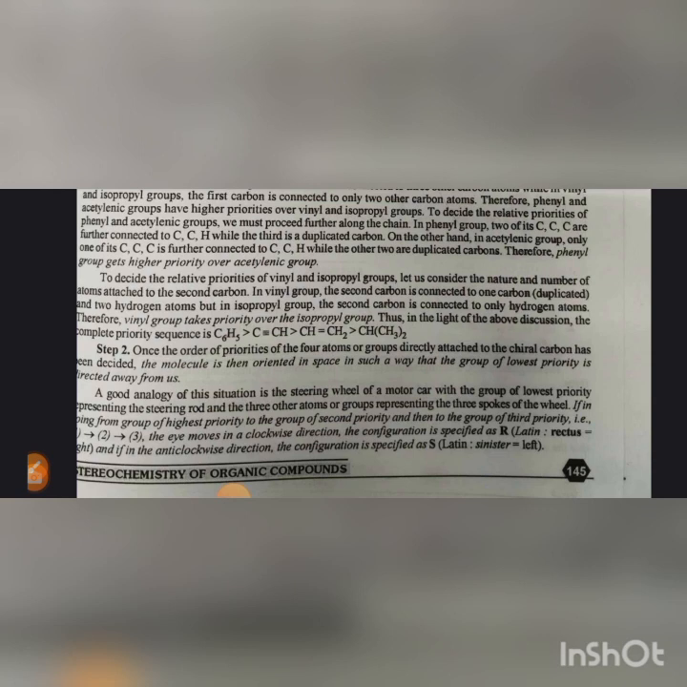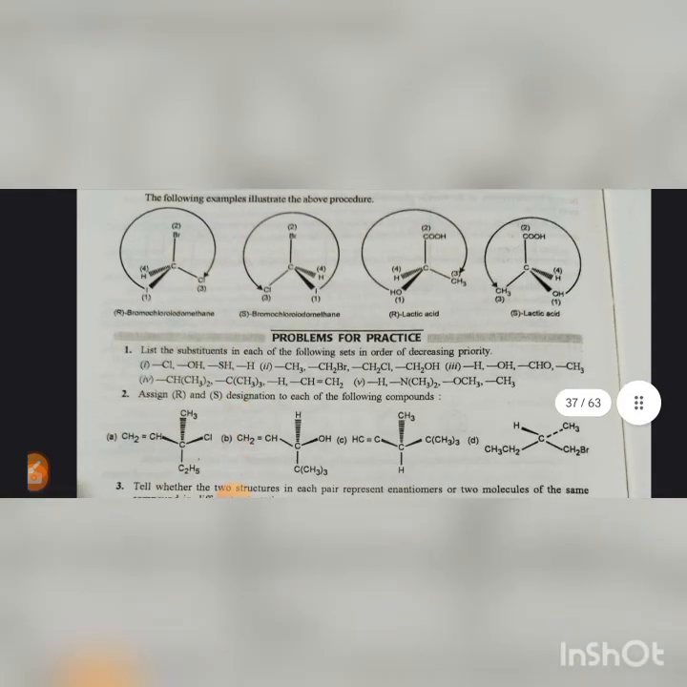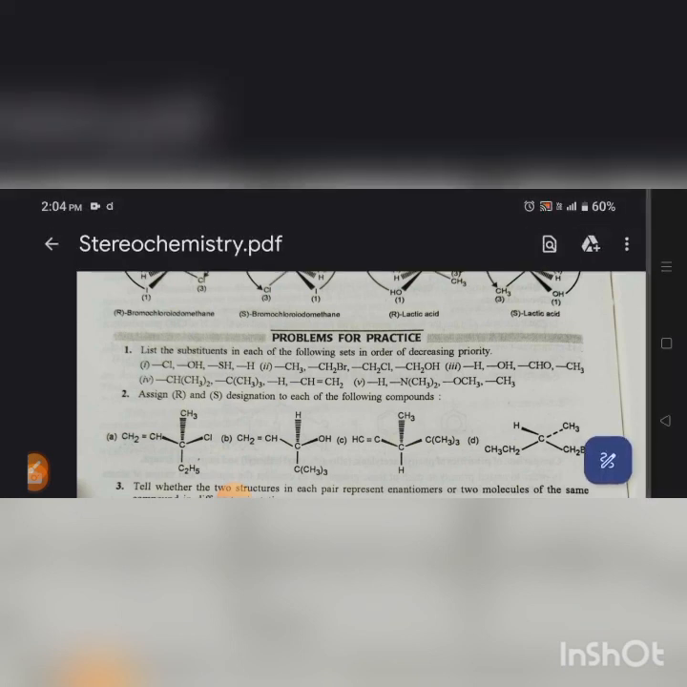If, going from the group of highest priority to the group of second priority and then the group of third priority, the eyes move in the clockwise direction, the configuration is specified as R. And if it is in the anti-clockwise direction, the configuration is specified as S. The following examples illustrate the above procedure.